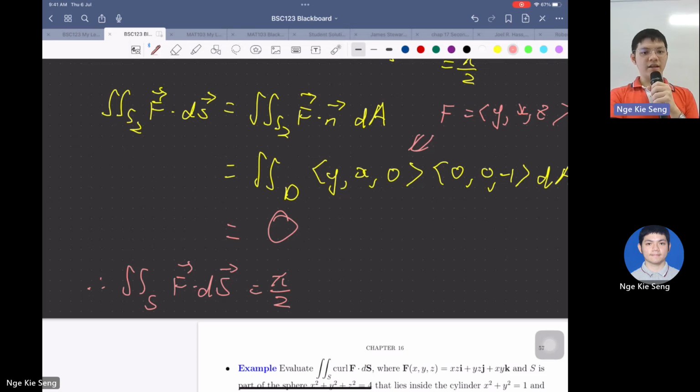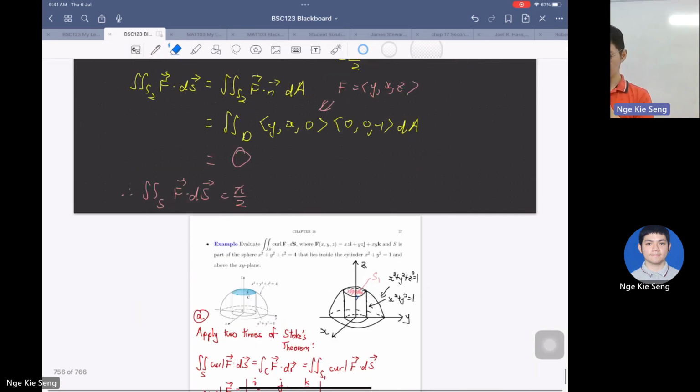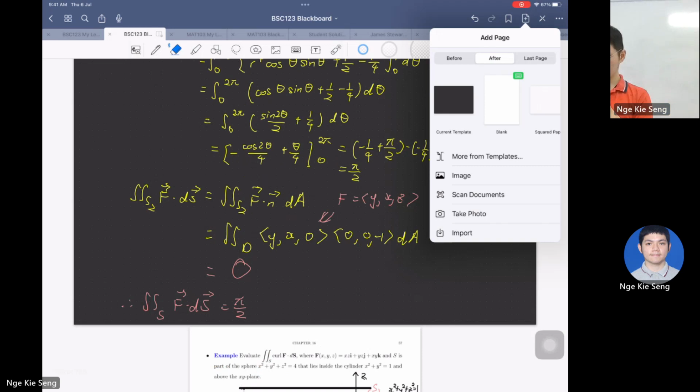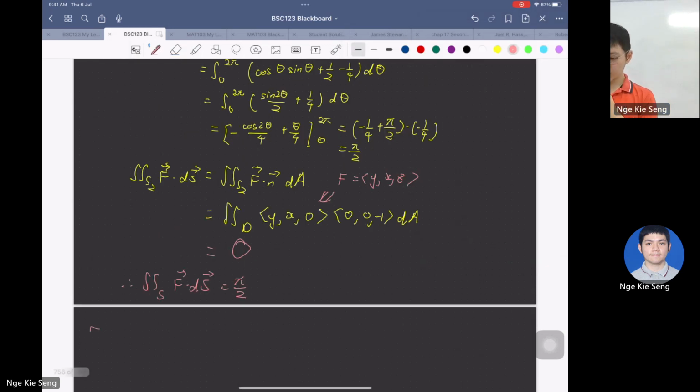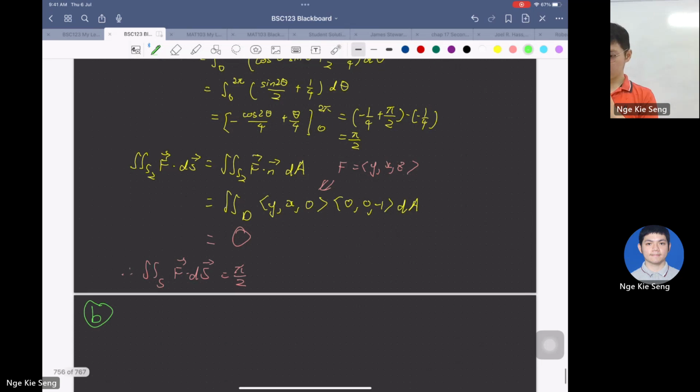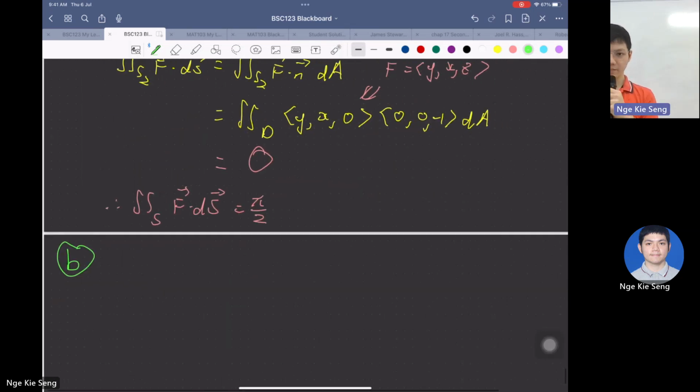Okay, the exam will ask you to use the divergence theorem. Let's see how this simplifies if we use the divergence theorem. Does this simplify our work? Let's check. Okay, let's do the divergence theorem.